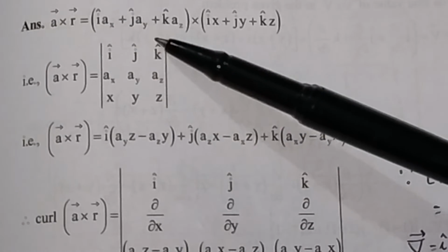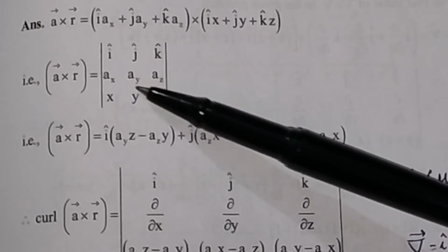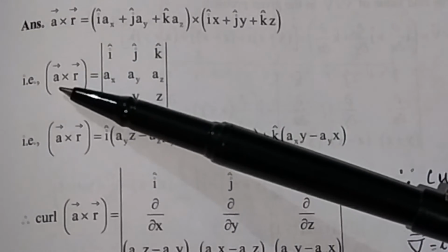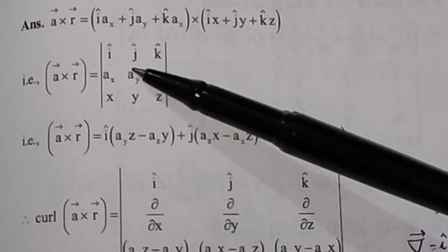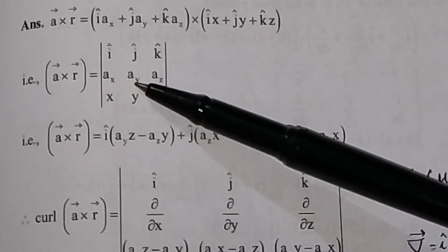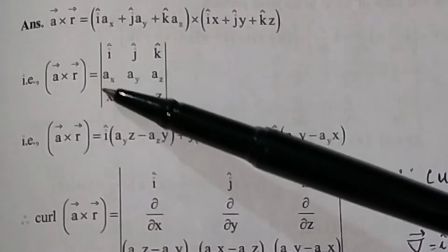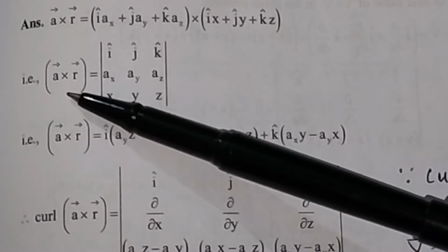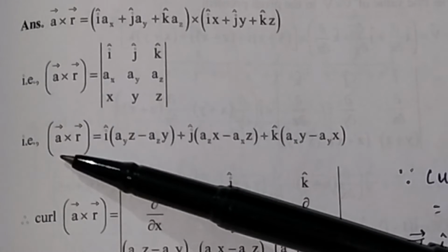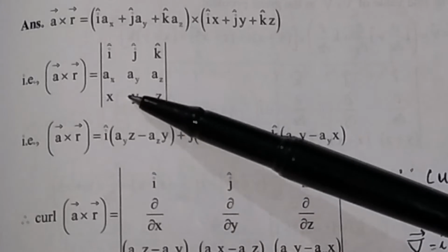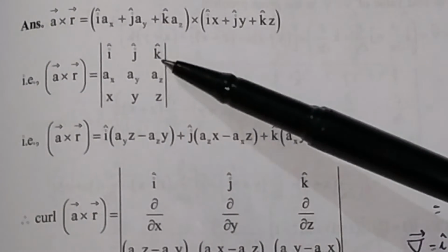If you take the cross product of this A vector with R vector, we know the cross product can be written in terms of a determinant, that is i cap, j cap, k cap, Ax, Ay, Az, x, y, z. If you find the determinant, that will be the cross product of A cross R. So A cross R will be equal to, when you find the determinant, for i cap, you leave this column and this row.